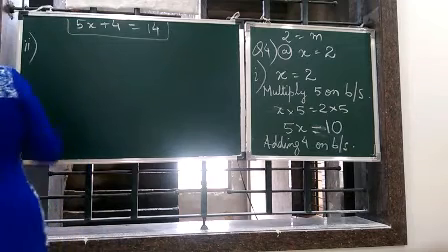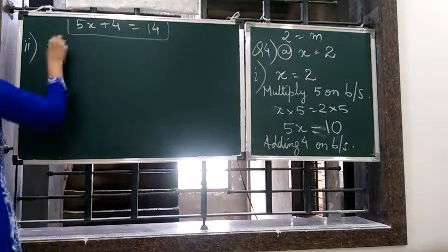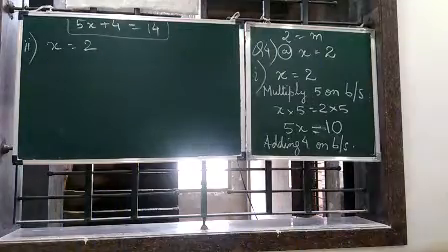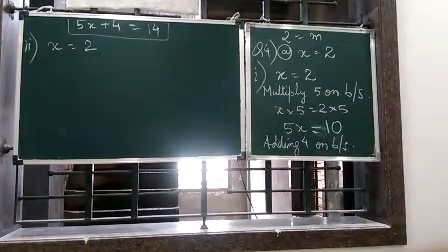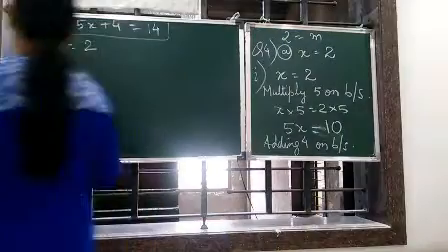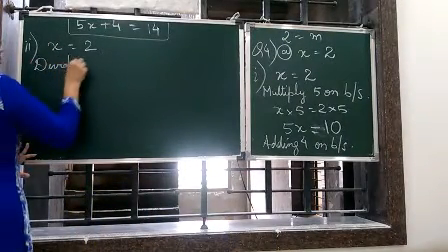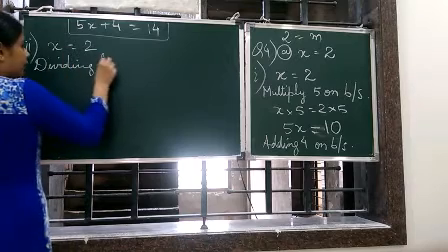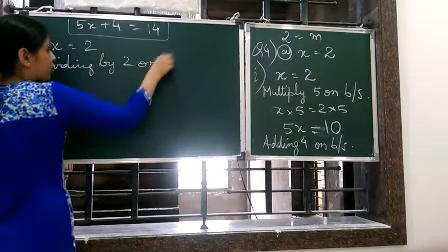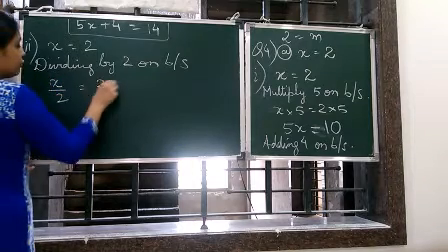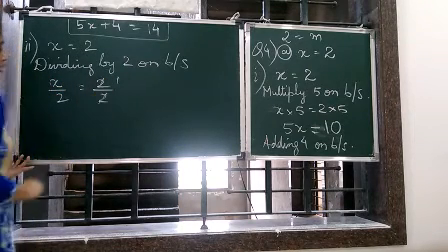Let's start with the second equation. x is equal to 2. Now what to do? Let's divide by 2 now. Okay, let's divide by 2 on both sides. So dividing by 2 on both sides, it will be x upon 2, 2 upon 2, which comes out to be 1.